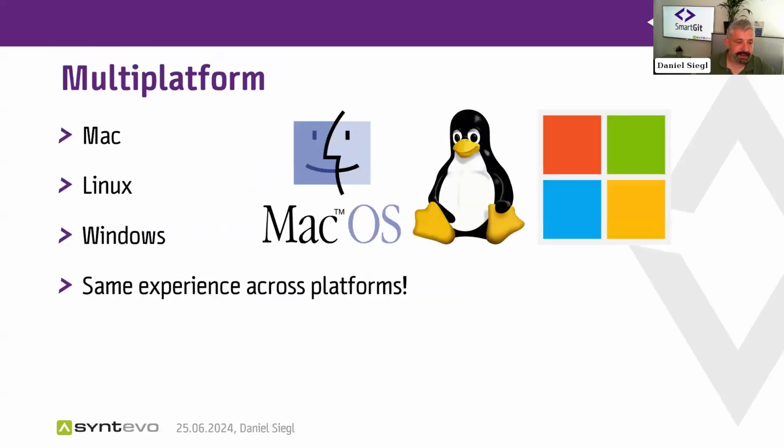Again, SmartGit, if you're new, this might be new for you. One of the key benefits of our tooling is that we have exactly the same experience on Mac, Linux, and Windows. Today, the demos will be done on Windows, but I could do exactly the same demo on Linux or Mac OS. It's again important for organizations that you only have to write your manuals and your process descriptions once.